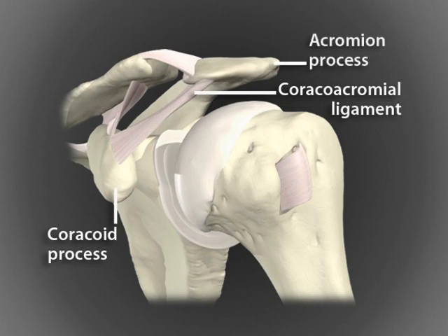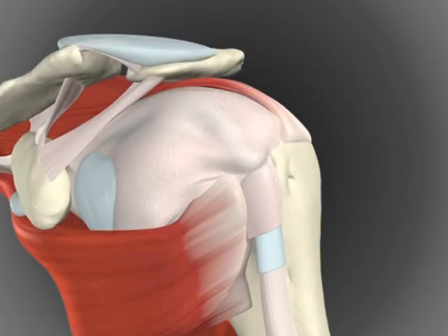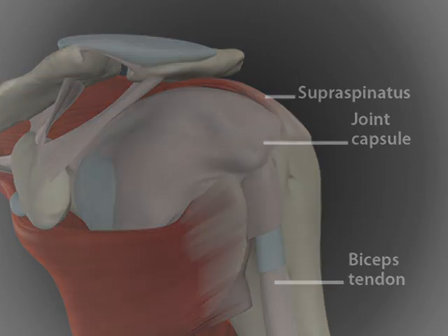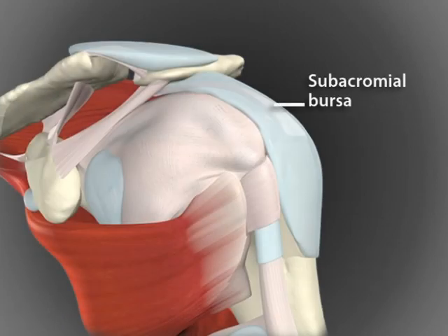Numerous soft tissues lie under this arch and are susceptible to compression. They include the supraspinatus tendon, the tendon from the long head of the biceps brachii, and the joint capsule of the glenohumeral joint. The subacromial bursa lies above the rotator cuff muscles but under the acromion process of the scapula. When not inflamed, it is actually a very thin structure, and its primary function is to reduce friction of the supraspinatus against the acromion process.